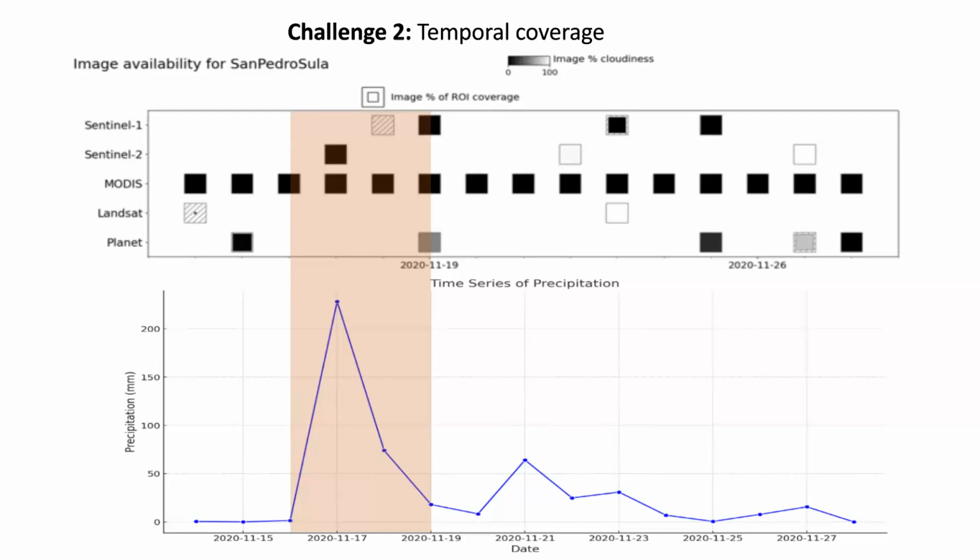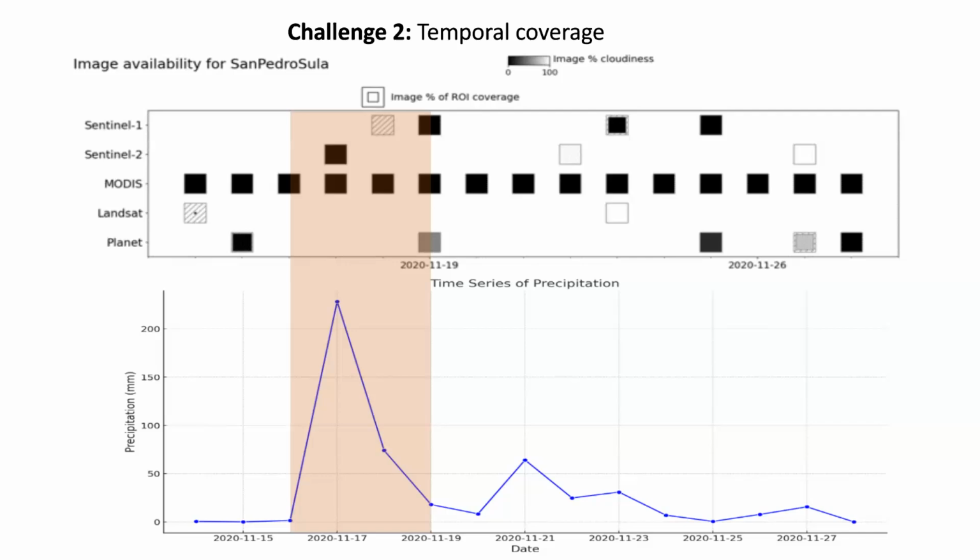And the second challenge is the temporal coverage. This graph shows the image availability during a flood event in San Pedro Sula. The first row is the Sentinel-1 availability. We can see that there's not that many. The second row is Sentinel-2. MODIS is there every day, but like I mentioned, it's 250 meters, so you can't really use it in the urban area. Landsat is 30 meters, and it also has more sparse temporal availability. And even Planet doesn't have that much coverage in this region during this flood event.